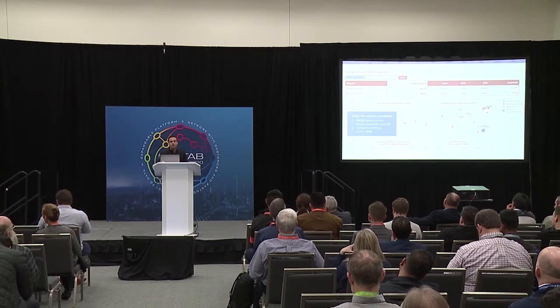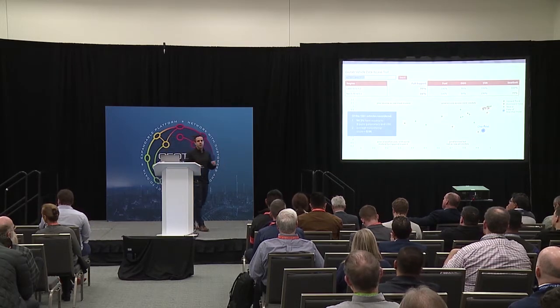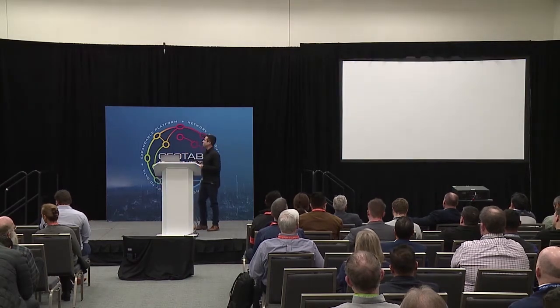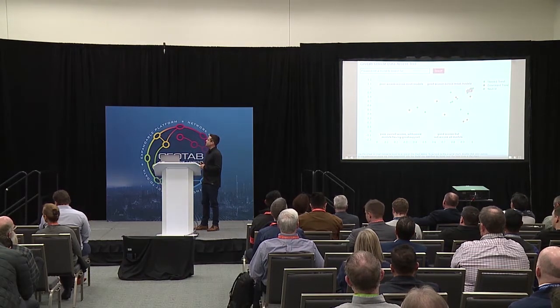In general, you know what? We're doing pretty good. Of the 1 million vehicles considered, 94.3% have access to these basic parameters, and the average consistency score across everything is 0.66. So not bad in general. I thought I'd show just a quick little animation of it in action there.